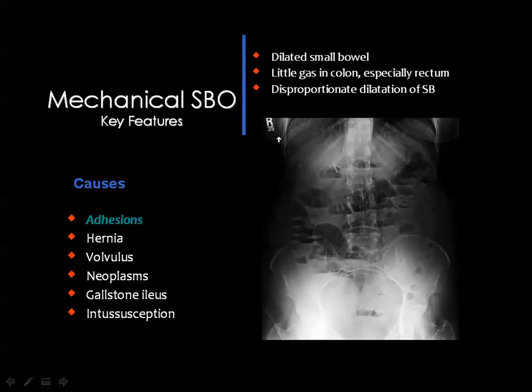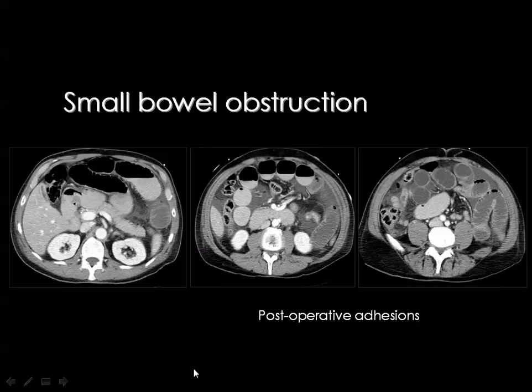Then, as I have mentioned, in mechanical small bowel obstruction the most common cause is adhesion, and sometimes hernia, volvulus, neoplasms, gallstone ileus, as well as intussusception. Then, in cases of post-operative small bowel obstruction, you think always of post-operative adhesion. And in such cases, the plain film will show the usual findings, and the CT scan will show that the small bowel is dilated with multiple air fluid levels inside.